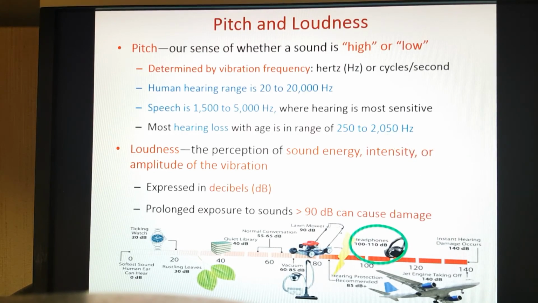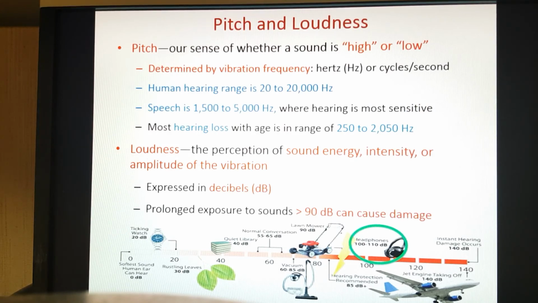So thinking of female pitch in the voice, so higher pitch, this is why sometimes when couples are older, the husband starts losing the ability to hear his wife's voice. It's because the pitch of her voice is part of his hearing loss range.